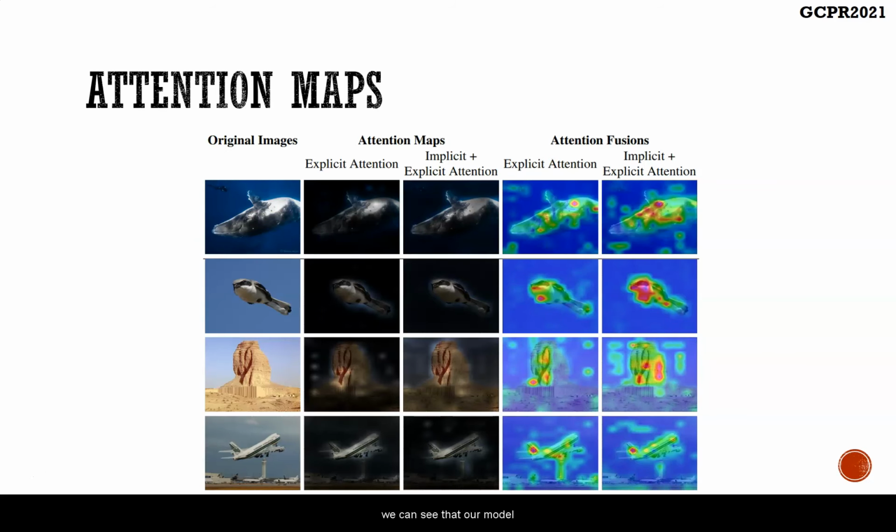Clearly, we can see that our model attends to object attributes. The model has learned to map the relevant local regions to the attributes. Our model improves the performance as we can notice more relevant local attributes are highlighted.